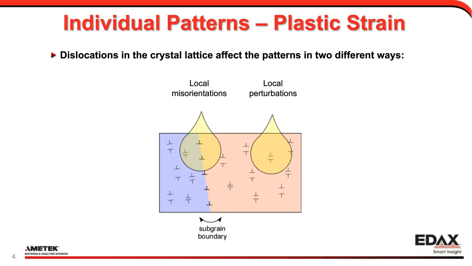So when we think of plastic strain, we think of dislocations in the crystal lattice, and they can affect patterns in two different ways. If you have a set of aligned dislocations, say a subgrain boundary, then those will create a local misorientation within the microstructure, whereas you may have local perturbations which also create local misorientations, but on a shorter, smaller scale, and sometimes they can cancel each other out, as I've tried to show here.